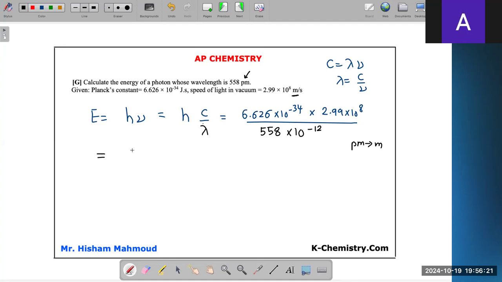3.55 multiplied by 10 to the power of minus 16. Okay, so we have three significant figures here. So 3.55 multiplied by 10 to the power of negative 16, and the energy is of course measured in joules.